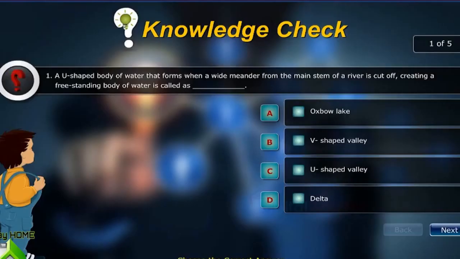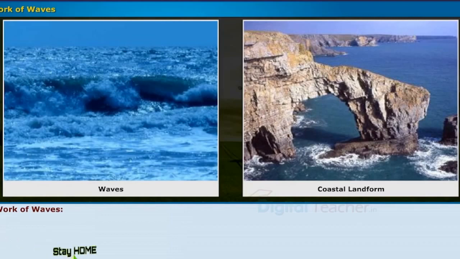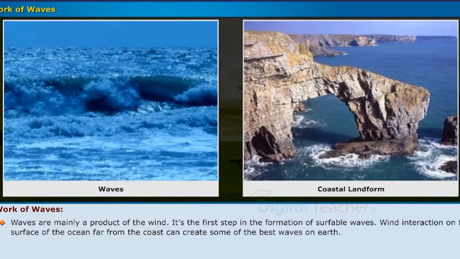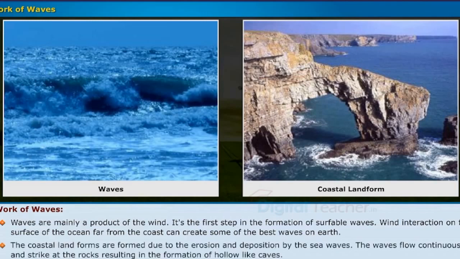Knowledge. Now, let us see the impact of water on the lithosphere. Waves are mainly a product of the wind. It's the first step in the formation of surfable waves. Wind interaction on the surface of the ocean far from the coast can create some of the best waves on Earth. The coastal landforms are formed due to the erosion and deposition by the sea waves.